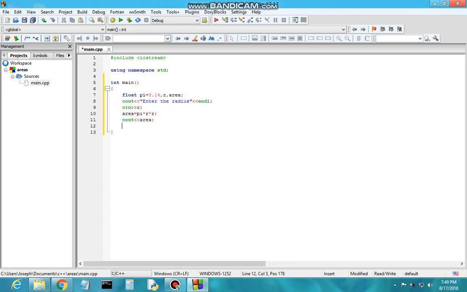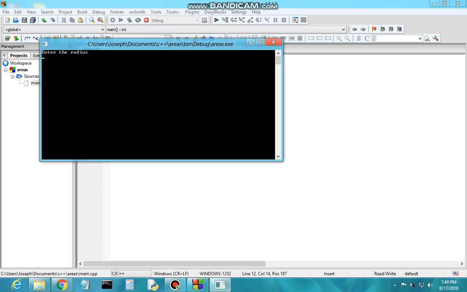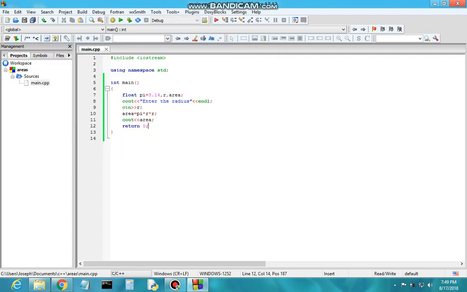Now this should work. One minute. See, yes, enter the radius, it will be 10. 3.14. Yeah, it is correct. That is 10 into 10, 100, into 3.14 is equal to 314. Yes, that's how you do it.